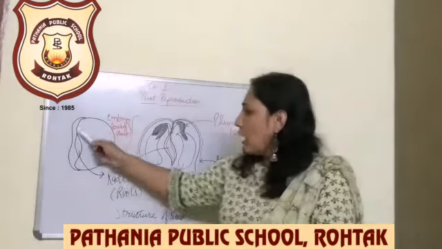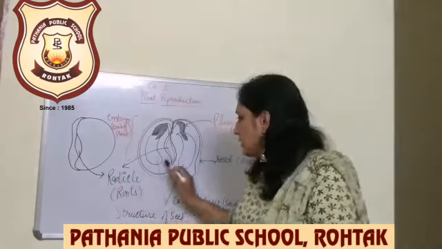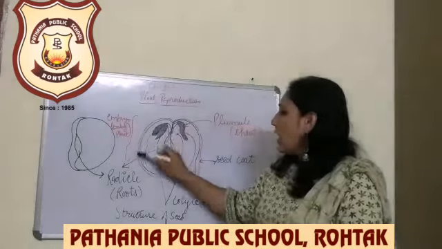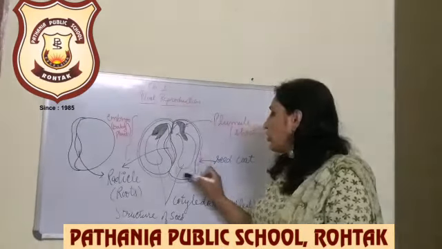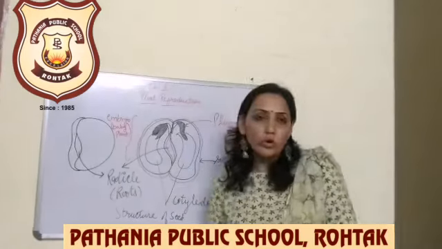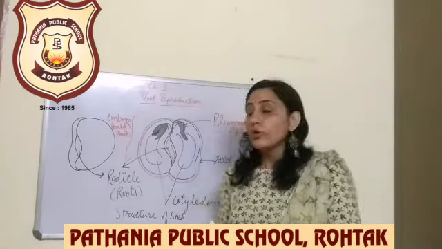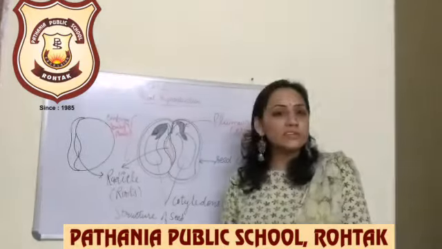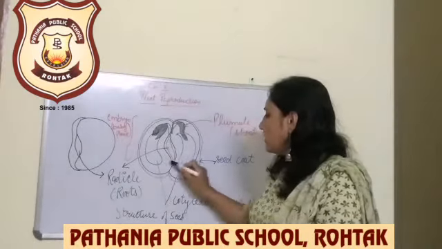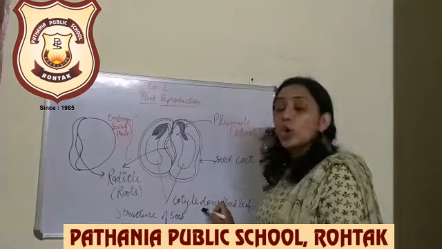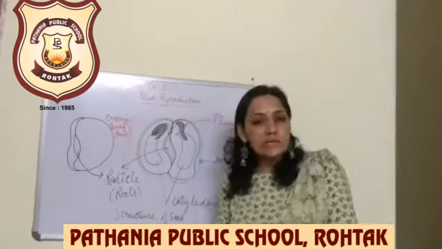So outside it looks like this. Inside, the outer covering is called the seed coat. The outer covering of a seed is called the seed coat, and it is very hard. Its basic function is that it protects the seed. Now second, these bluish parts, if you see, are called cotyledons. Cotyledons are called seed leaves.